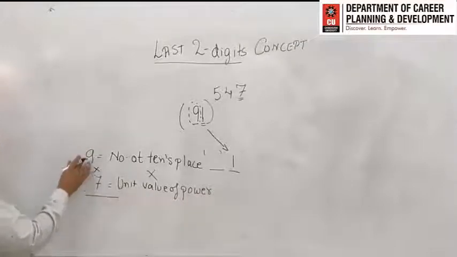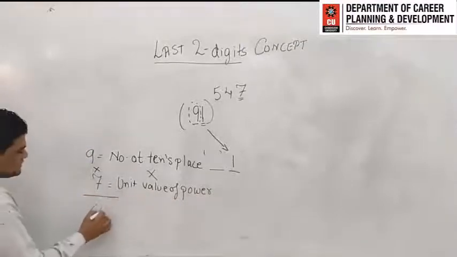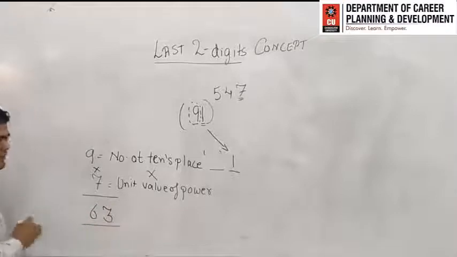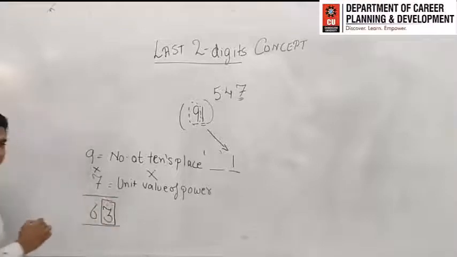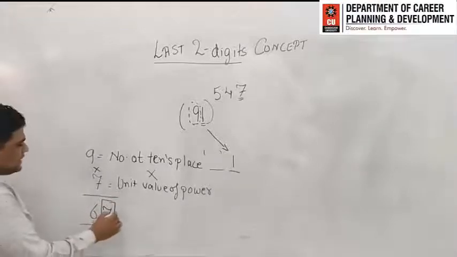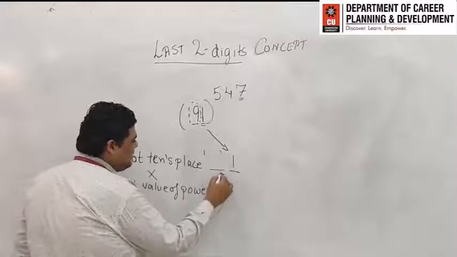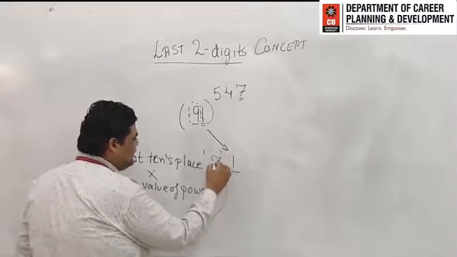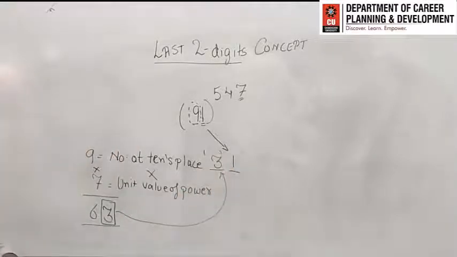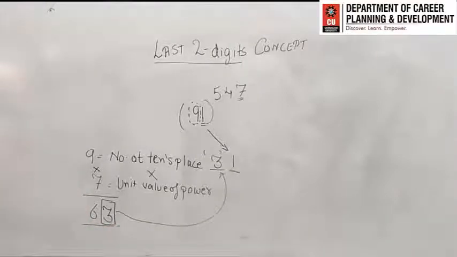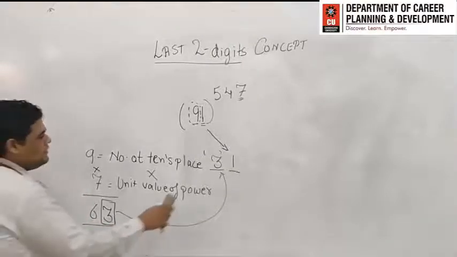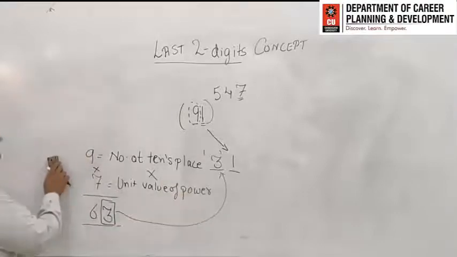If I multiply 9 by 7, it comes out as 63. We just have to pick the unit value of this number, which is 3. So the tens place of our given number will be 3. It will be the unit value of the number we get. Let us take one more example.